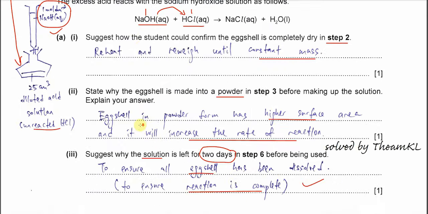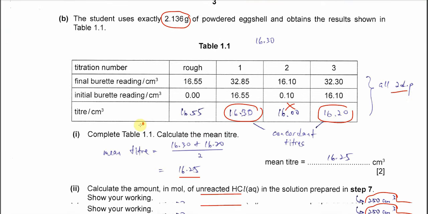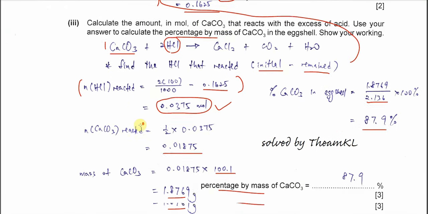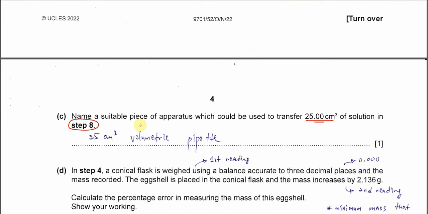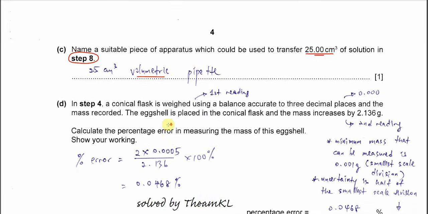But nowadays, in the exam, you are not going to just put pipette, because nowadays you must give a more specific answer, which is the volumetric pipette. So you're going to put 25 cm³ volumetric pipette. This is a better answer because it's more specific.